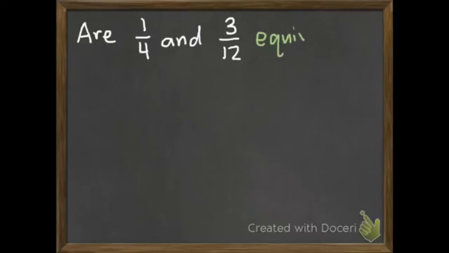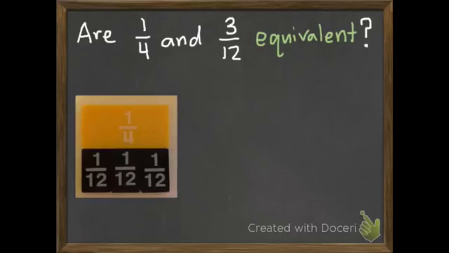Okay, so here's my first example. I want to know, are 1/4 and 3/12 equivalent? So you're going to use models to try and figure this out. So you can use blocks or pictures. So if I have this picture, I have 1/4 and 3 of those 12ths, and it looks like they are exactly the same length. So they are equivalent.